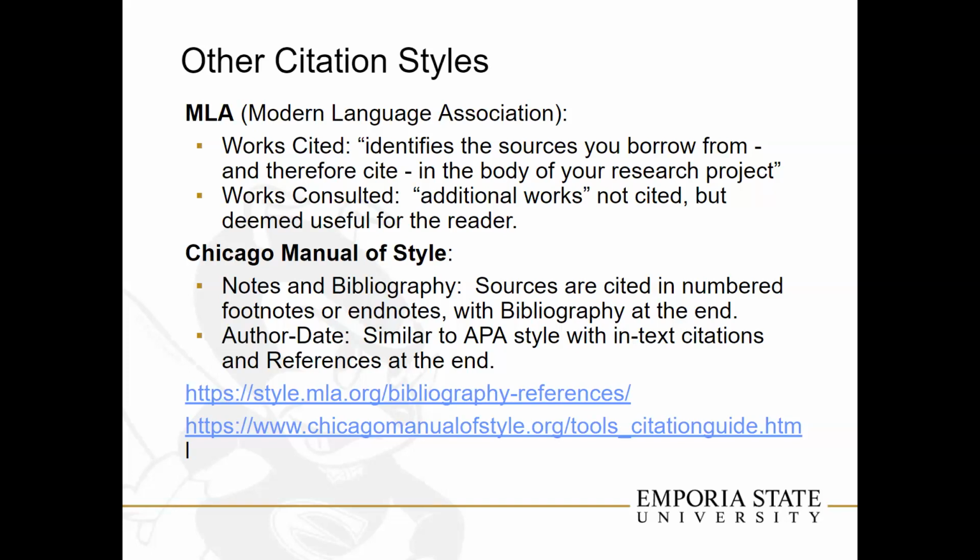The author date is another way of utilizing the Chicago Manual of Style. It's very similar to APA. The author date system for the Chicago Manual of Style would use in-text citations, just as APA does, and then the list of works at the very end that have actually been cited within that paper or project are called references.